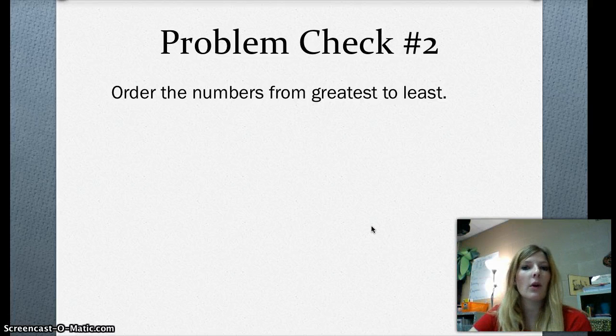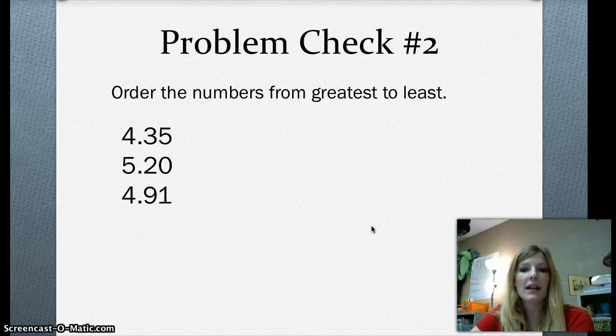Problem check number 2. Go ahead and put PC2 or problem 2, whatever works for you in your notebook. Order the numbers from greatest to least. Again, go ahead and pause and make sure you have time to do the problem. Do it all the way through.